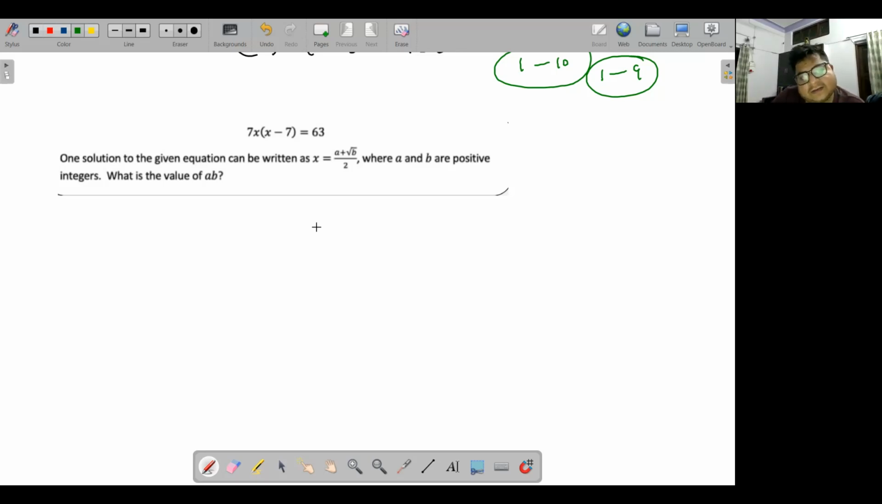So here you can see this equation behaves like a quadratic equation, and they give you one of the solutions. If they give you one of the solutions, that means the other solution will be (a - √b)/2. Now we will use this constraint and solve it using Desmos again.